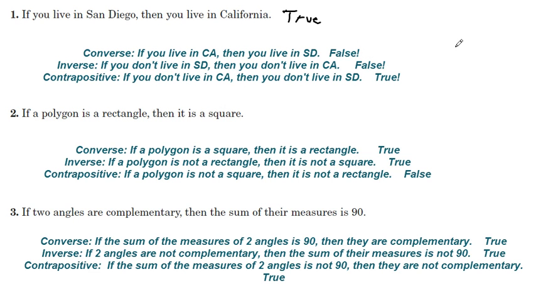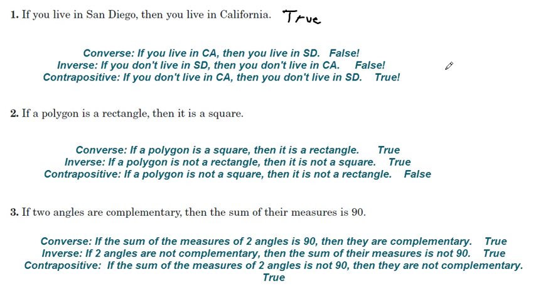Okay, the inverse switches around. It just puts a not or a don't or a won't in front of each statement of the conditional. So for the inverse of this, if you don't live in San Diego, then you don't live in California. And that turns out to be false.